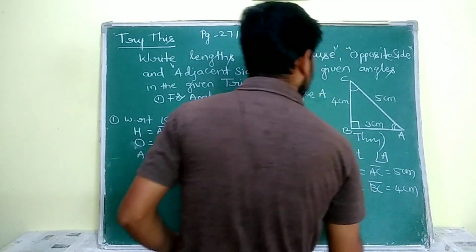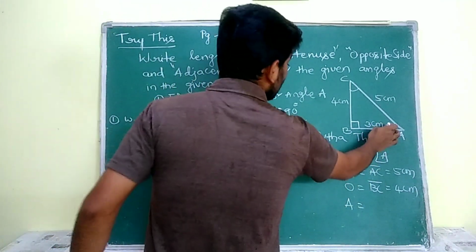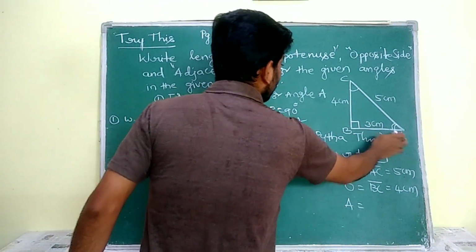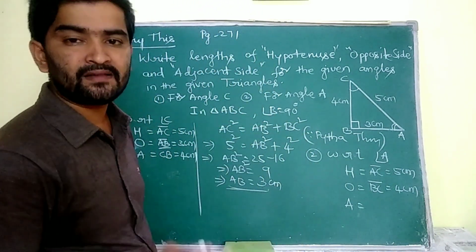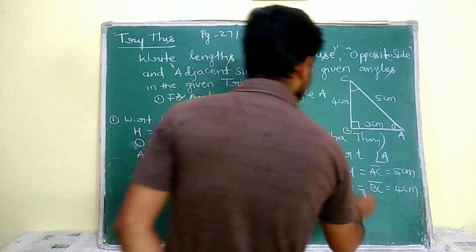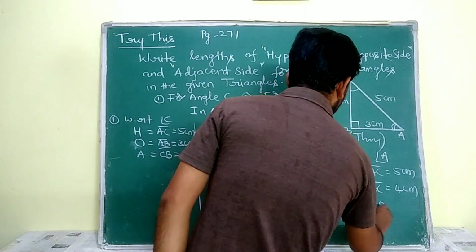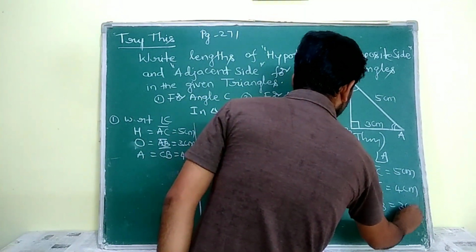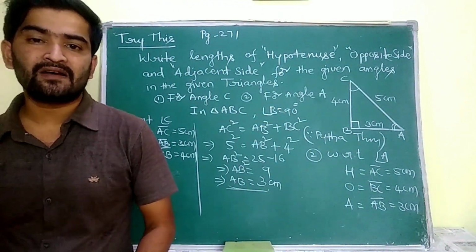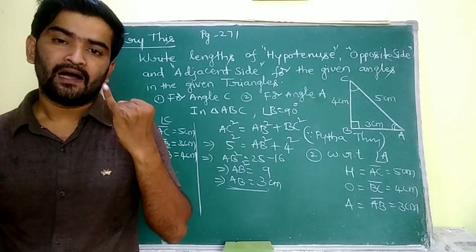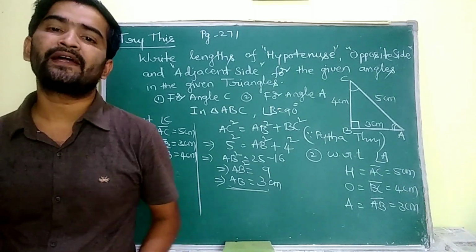And the adjacent side is, now tell me what is the adjacent side to this A? Either AB or AC. As we know that the angle never lies on the hypotenuse, the adjacent side here is AB. AB is nothing but 3 centimeters. In this way, we are going to name the lengths of the opposite side, hypotenuse and adjacent side to the given angles.